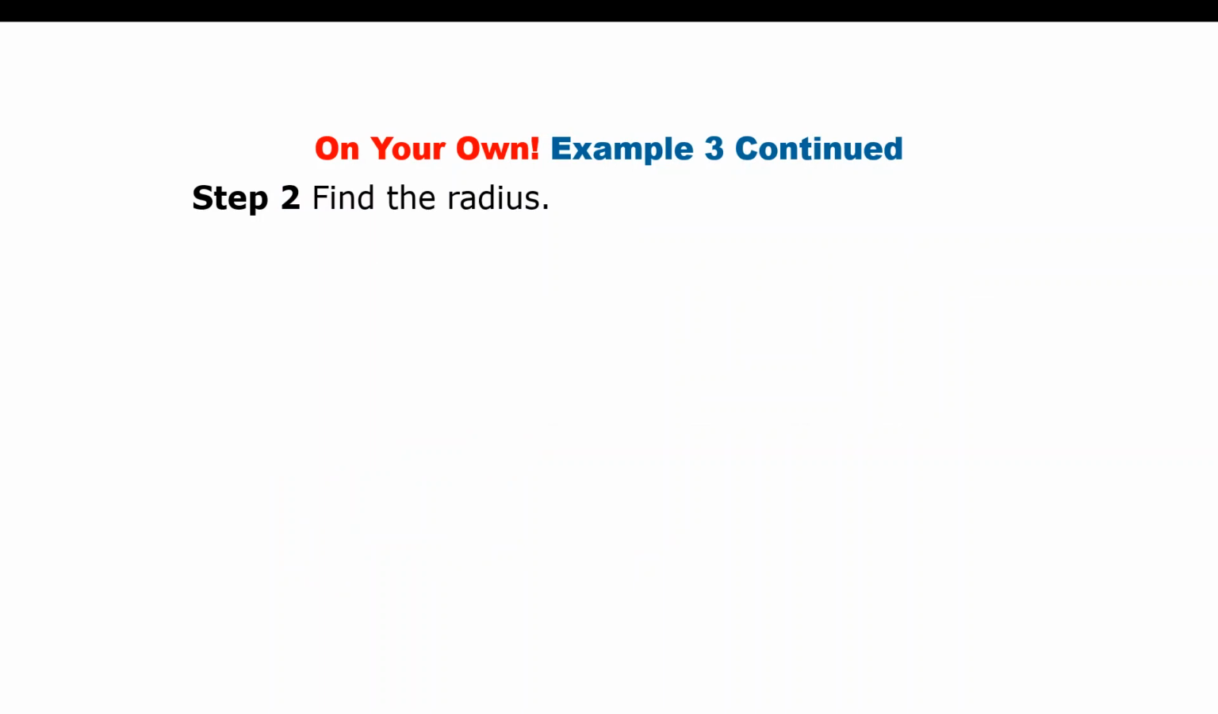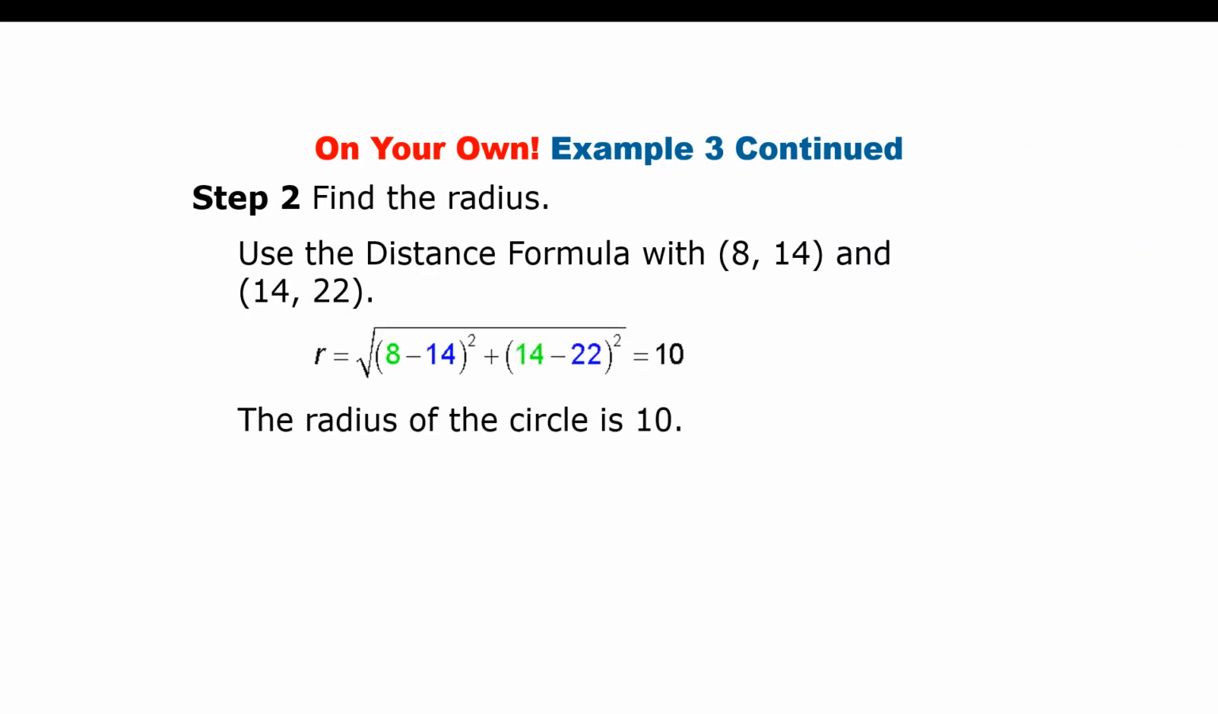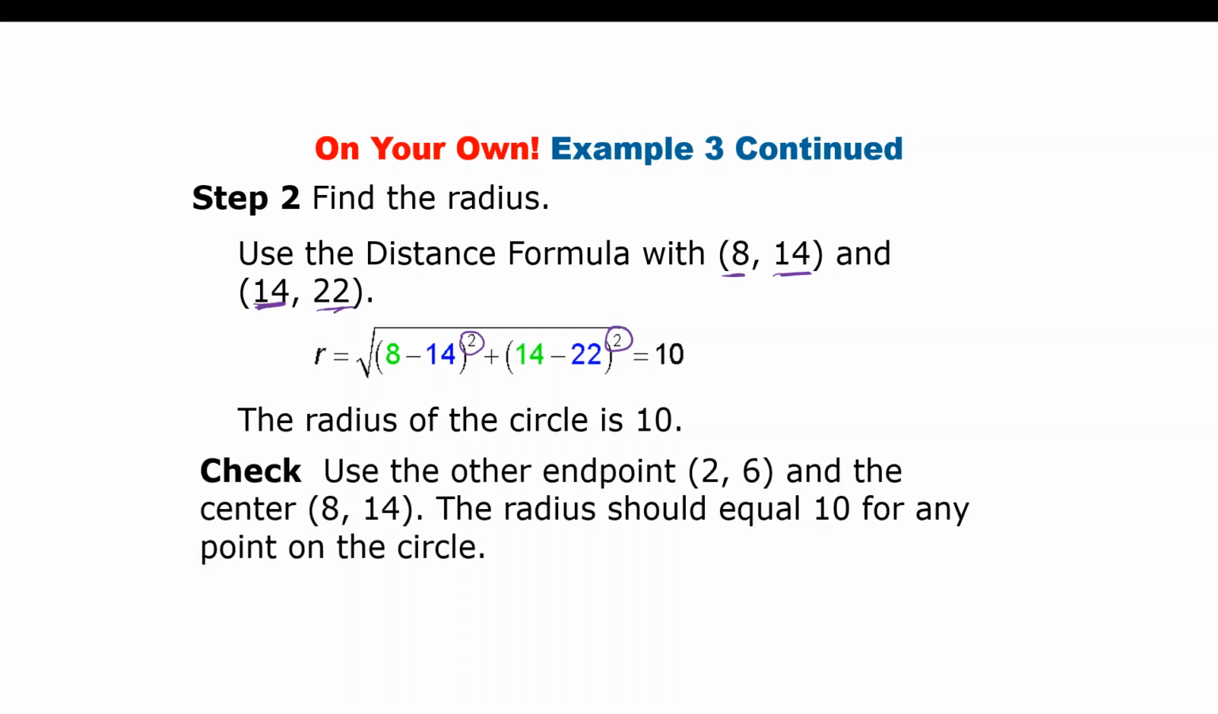Remember, in order to find the radius, we're going to need to use the distance formula. And again, we're just going to take 8 minus 14 and square that, plus 14 minus 22 and square that. And when we do, we find that the radius of the circle is 10. Again, you can check your work by filling in with the other endpoint, which was 2, 6. And again, you'll find that the radius should be 10.